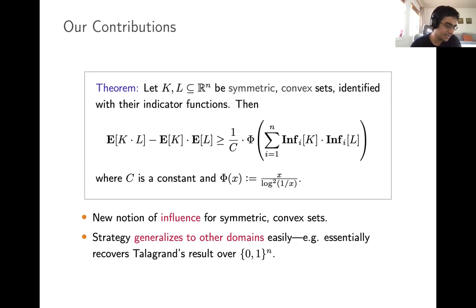And I just want to emphasize one thing that I will say more about later, but the strategy we use to prove this theorem generalizes very easily to a bunch of different domains. In particular, if you want to recover Talagrand's result on {0,1}^n, you can essentially follow the strategy we'll be using to prove this theorem and obtain a quantitative correlation inequality, which looks like Talagrand's inequality, but has this additional logarithmic factor, or in other words, has this phi function as opposed to Talagrand's psi function.